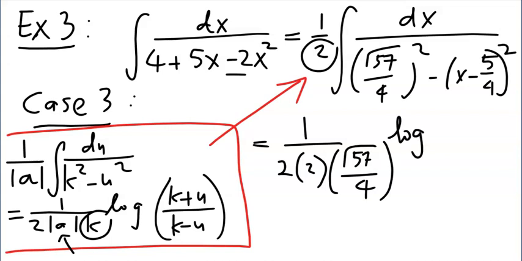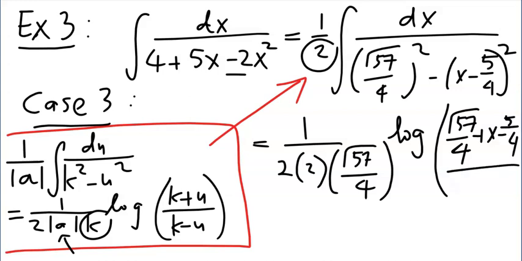natural log of square root 57 over 4 plus u. U is x minus 5 over 4, and over square root 57 over 4 minus u. Minus u is minus x plus 5 over 4.